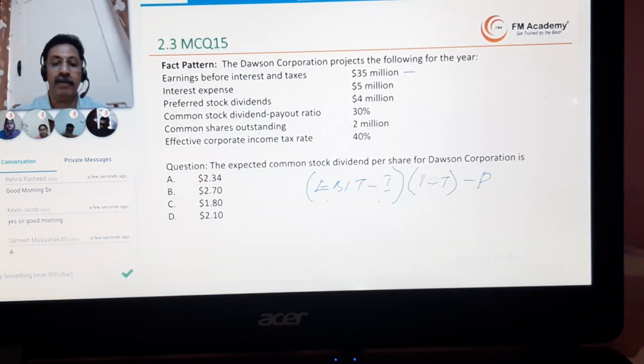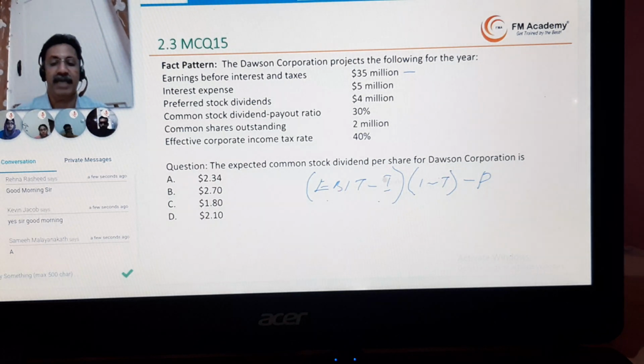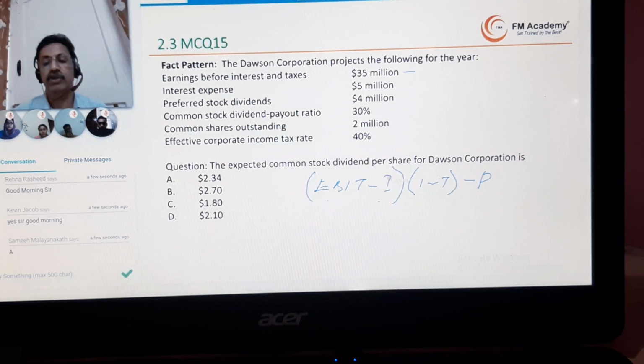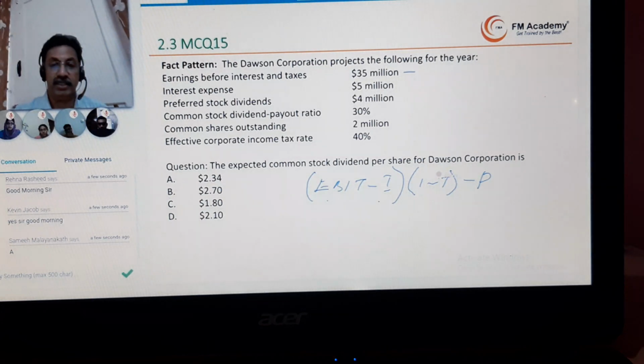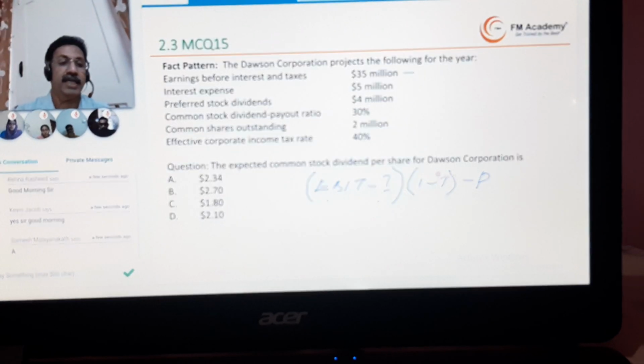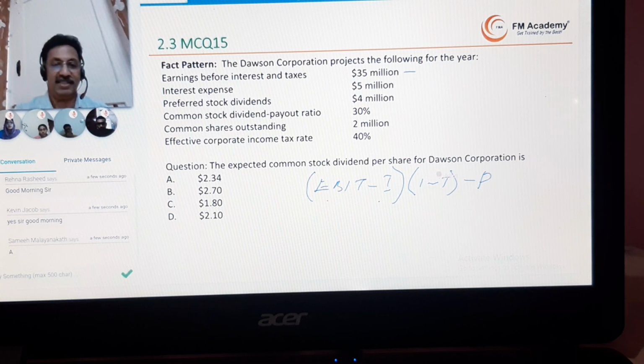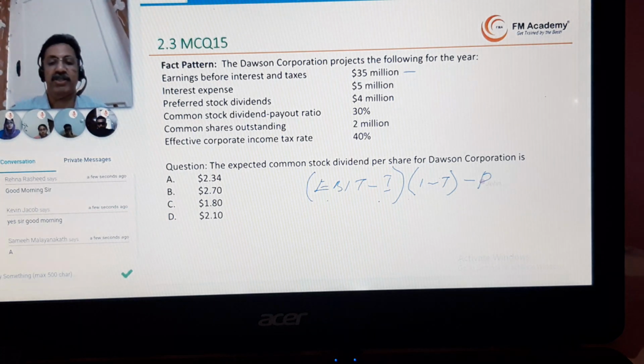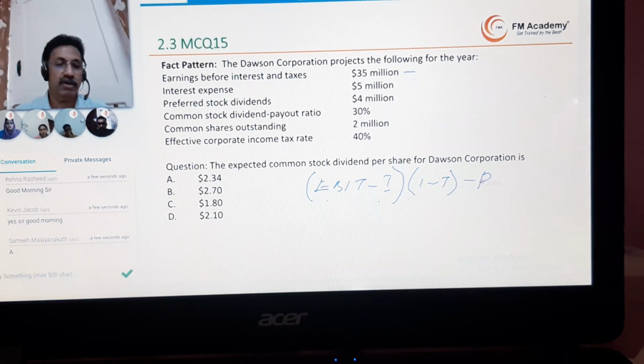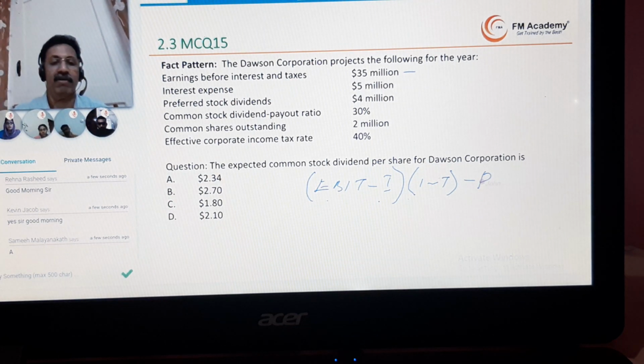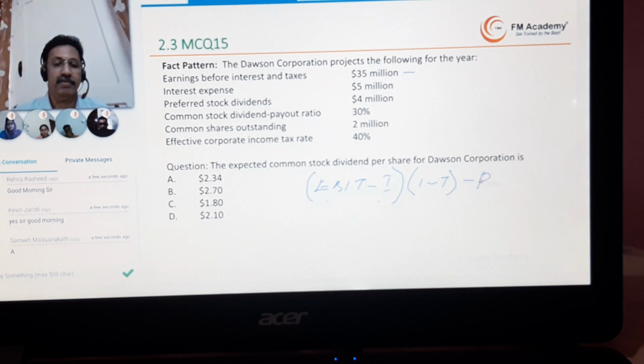Did you understand this formula? This earnings available to equity shareholders is equal to EBIT minus I, that is the earnings before tax. When you multiply by 1 minus T, T is the tax percentage, you will get the earnings after tax, right? This is the earnings after tax or profit after tax. From here, you will be paying out the preference dividend. After paying the preference dividend, what is available is the earnings available to the common shareholders. From there, the company has got a practice that only 30% is paid, right?